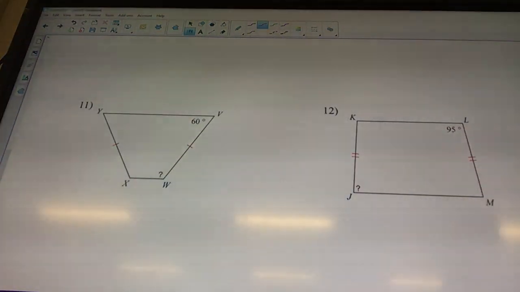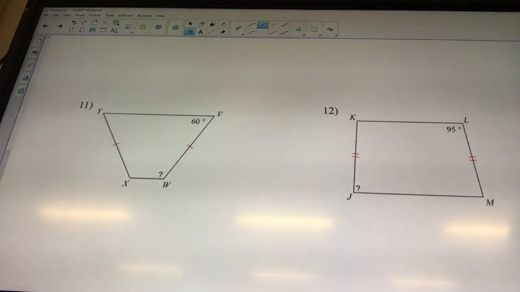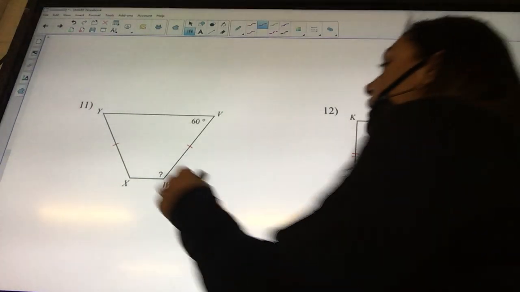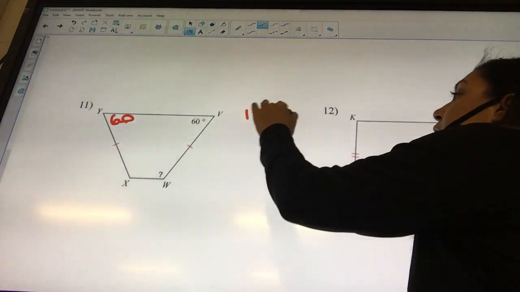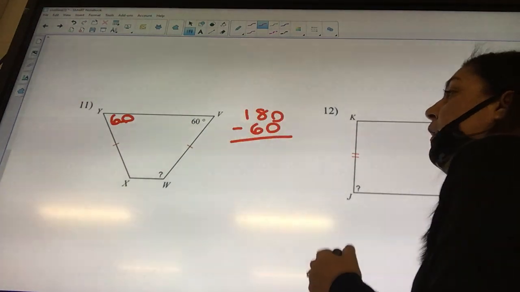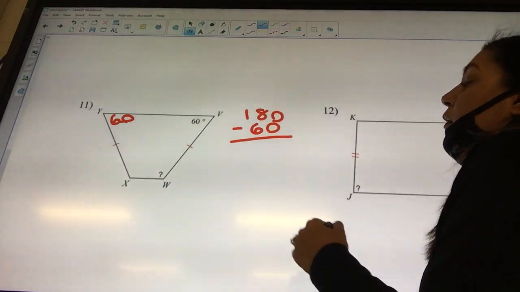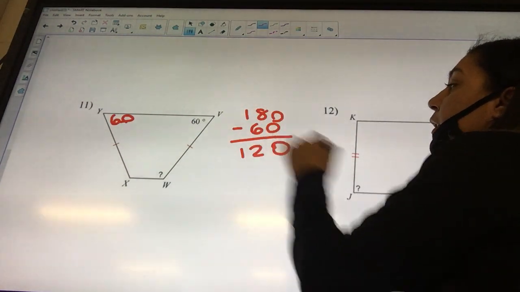Okay, look at 11. Which other one is 60? Y. Y is 60, and we can figure out W. So we can say 180 minus 60, what equals 120? 120.